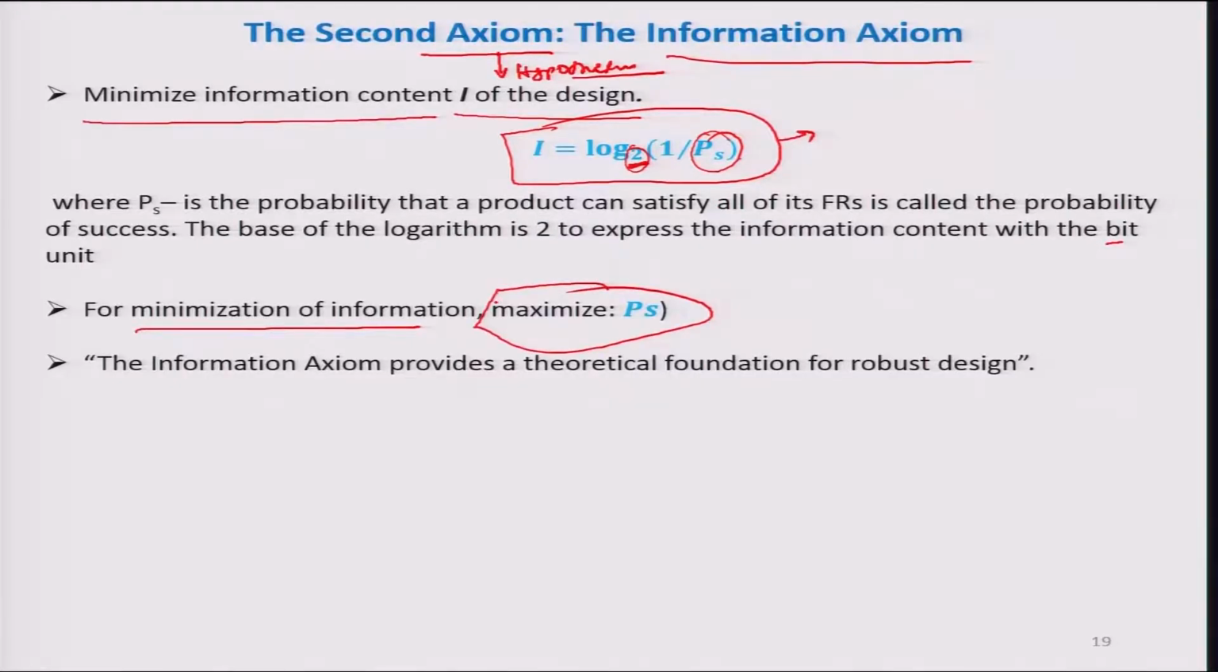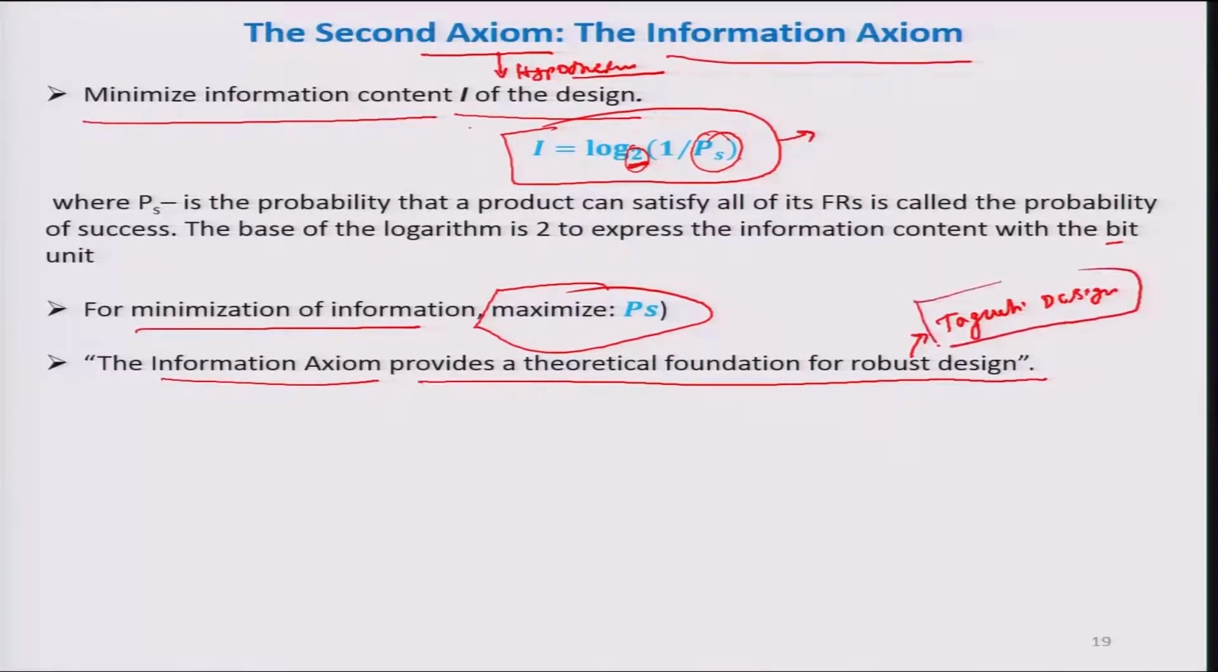So that your information content will be minimized, and this information axiom provides a theoretical foundation for robust design. One type of robust design is called Taguchi design, which you have already learned in the concurrent engineering module. Now I am giving one example of how the information axiom is calculated mathematically.